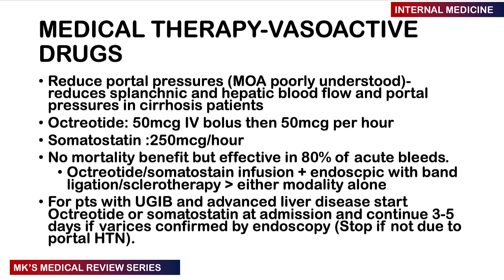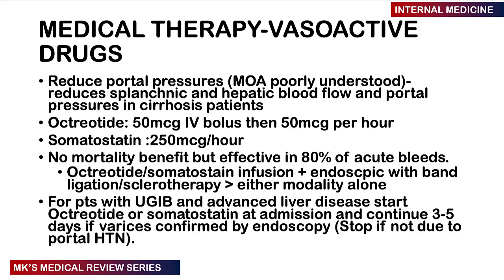Then to do this, we often give 2 drugs, octreotide and somatostatin. We're not so sure how they work, but what we know is that they reduce the splanchnic and hepatic blood flow, as well as the portal pressure in cirrhosis patients. With octreotide, we give a 50 microgram IV bolus, then 50 micrograms per hour. With somatostatin, 25 micrograms per hour. These are quite effective. They have no effects on mortality, but they are quite effective, such that in 80% of your patients, it will be able to stop the bleed.